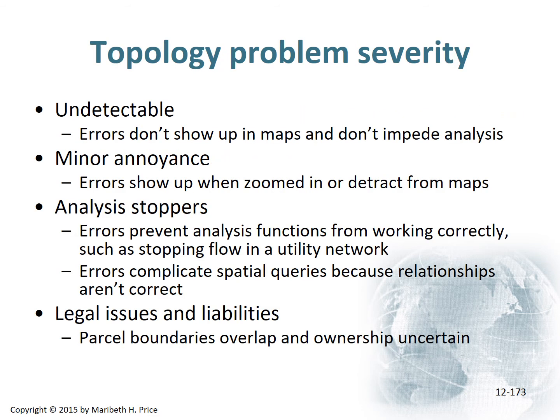So what are some of the problems when you hear topology is all whack? Well, sometimes it's undetectable and the errors don't show up in the maps and it doesn't interfere with analysis, and so it's really not a problem. Sometimes when you zoom in, you can see little things that make your maps look a little bit off, and that's a minor annoyance. Sometimes it kills your analysis dead in its tracks, and sometimes there are legal issues and liabilities from it. So the bottom line is the severity depends.